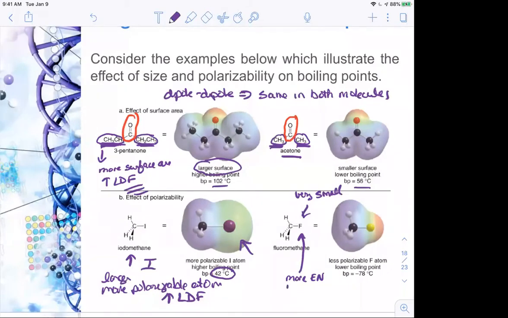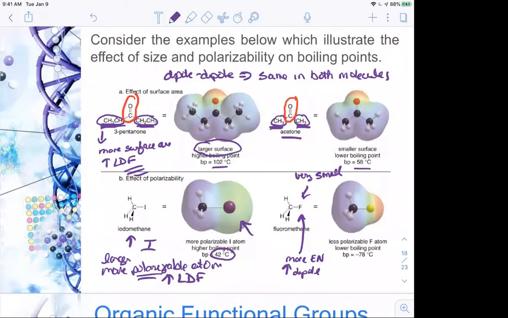So this is an increase in dipole. But because this is so much more polarizable, this actually has the higher boiling point. So again, this is a case-by-case basis. If I asked you to put these in order of increasing boiling point, you need to say this is more electronegative, so the dipole is increased, but this is a much larger atom, so it's much more polarizable. That increases the London dispersion force.